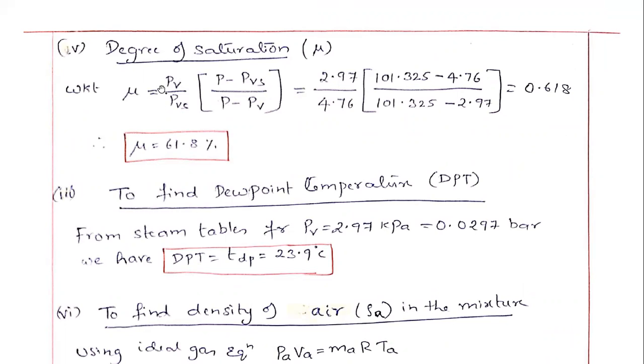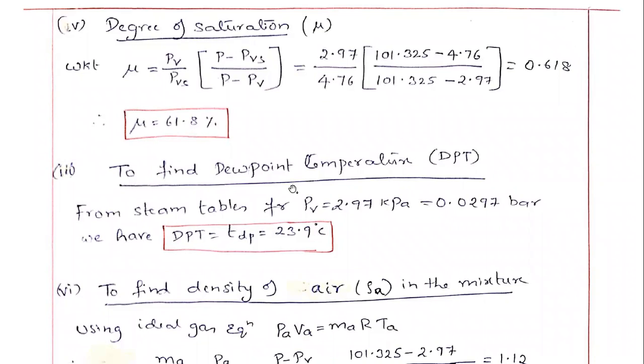Next is degree of saturation. It is given by mu is equal to PV by PVS into (P minus PVS) divided by (P minus PV). So PV we know, 2.97, and PVS. Generally PVS means it is at dry bulb temperature, not the wet bulb temperature. So at dry bulb temperature PVS, substitute here. Then P is the total pressure minus saturated vapor pressure, divided by again P minus vapor pressure. So we'll obtain the degree of saturation as 61.8%.